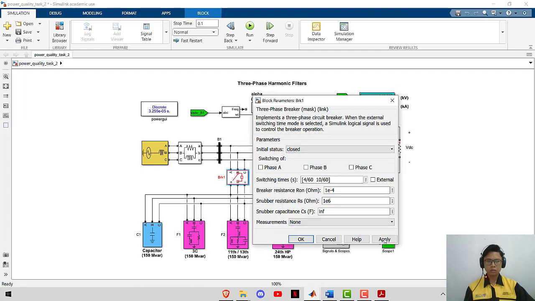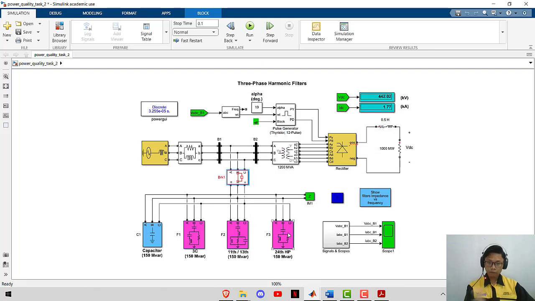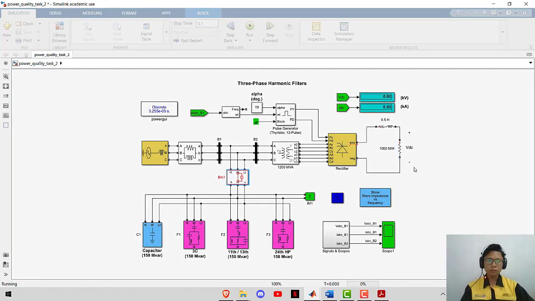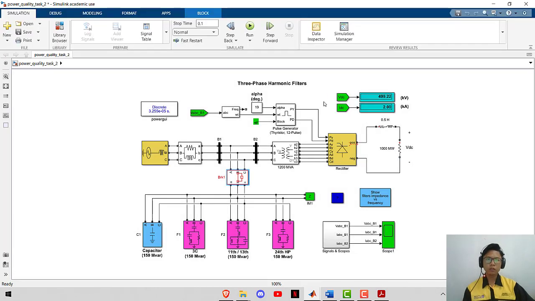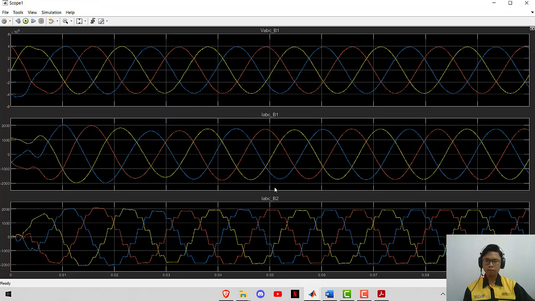We have to close the circuit breaker, which means that these filters are connected to the power system, and then we run the simulation. We can see that it improved the output voltage, which is equal to 499.22, approximately 500, and then 2 kiloamp of current. At the scope here we can see the output waveform. The voltage and current here almost eliminate all the harmonics in this power system. So these are the use of the 3-phase harmonic filters in the power system.